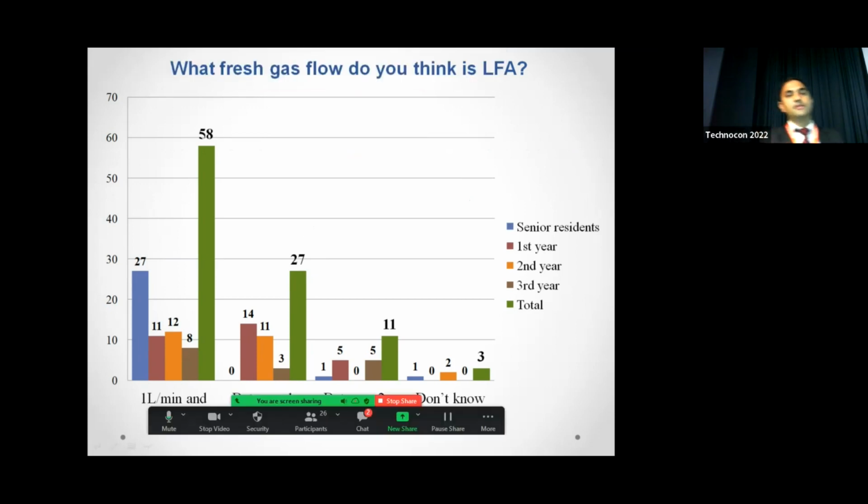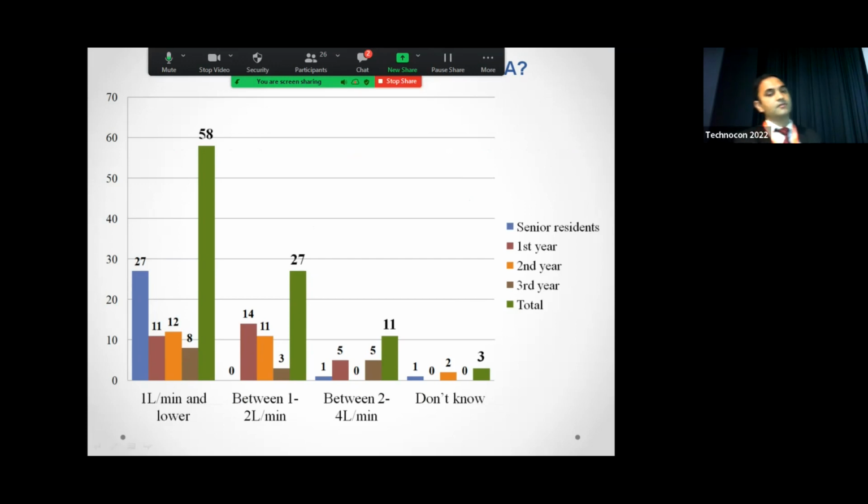The question was, what fresh gas flow do you think is low flow anesthesia? Many people said that low flow is 1 to 2 liters, while low flow is actually 1 liter and lower. So there is a little bit of a knowledge gap among residents.